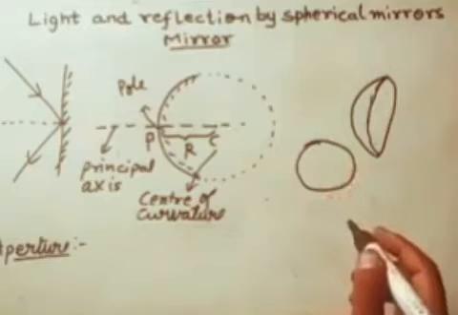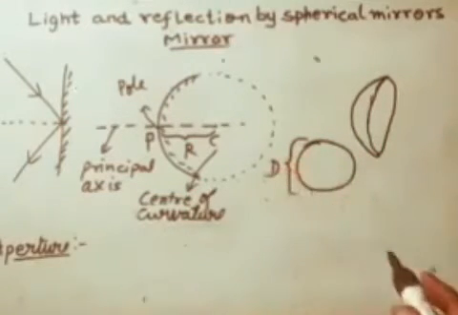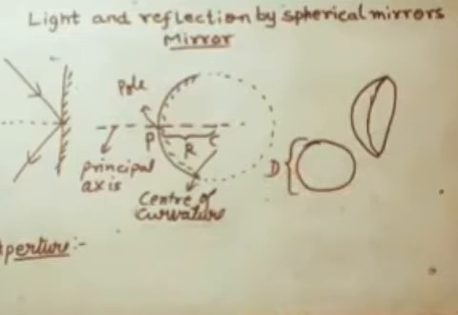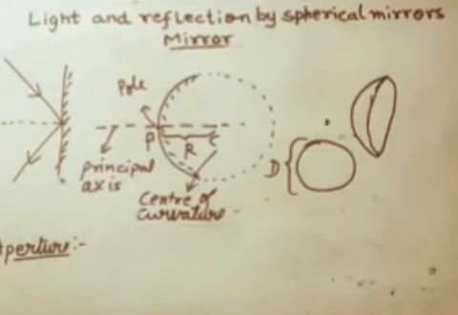So how do we measure it? By measuring the diameter. So we can say the diameter of a spherical mirror is called its aperture, or we can say the diameter of the frontal side. The diameter of the frontal side of a spherical mirror is called its aperture. It directly relates with its size.